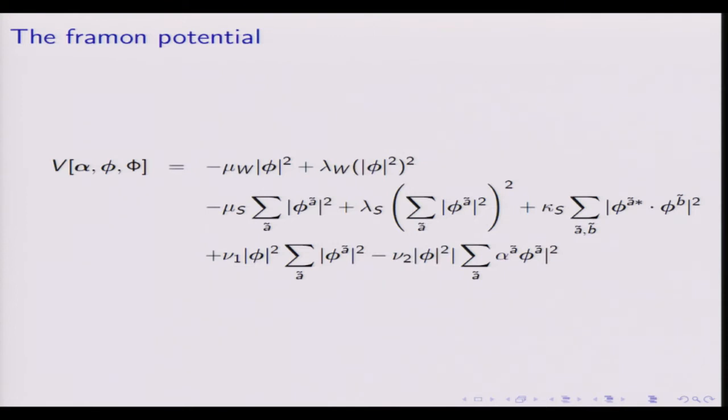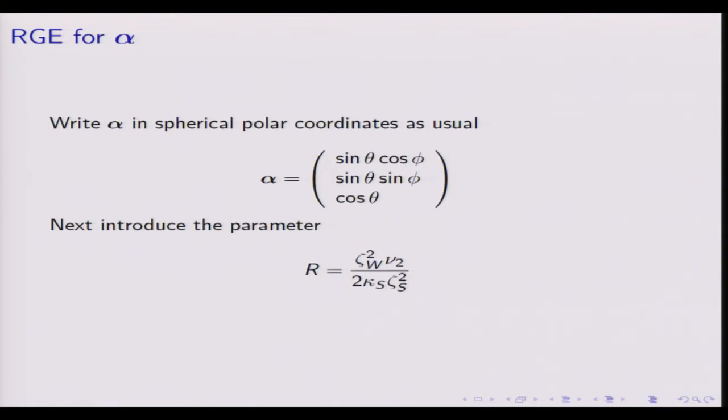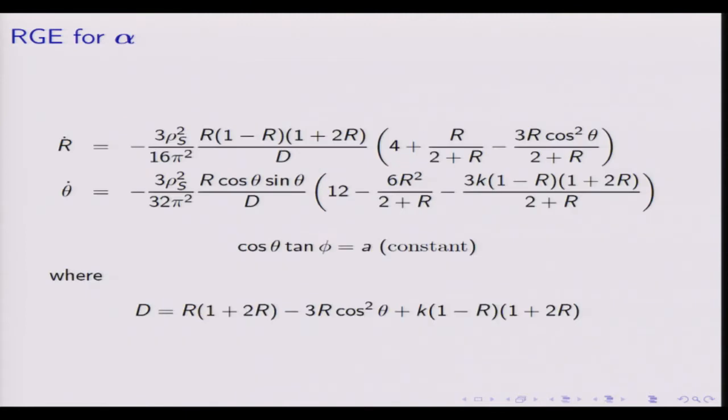Okay, I'm showing you the potential, which was written down using the double symmetry of G and G tilde. It's not for you to see exactly what they are, but to show you that there are coupling constants, which I'll mention later. The diagrams are simple, so they can be calculated very easily. Now we derive the renormalization group equation for this vector alpha. We write alpha in spherical coordinates in terms of theta and phi, and we introduce a parameter r, which is in terms of these coupling constants. These are the renormalization equations, differentiated with respect to log mu, or log mu squared perhaps.